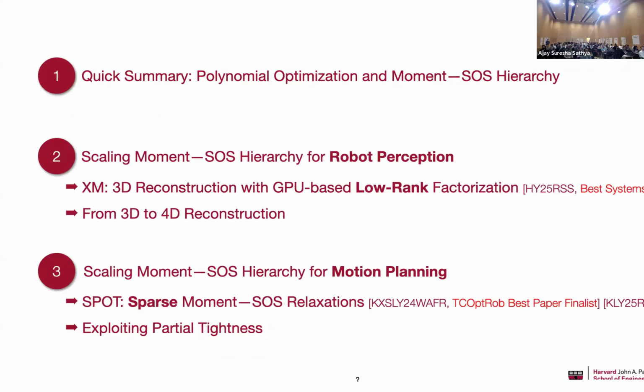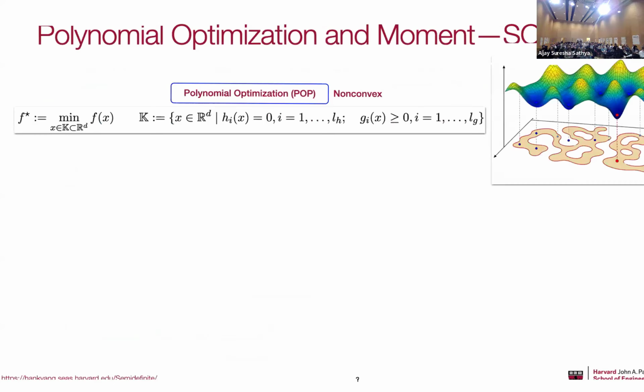Okay, yeah, so my talk will contain three parts. In the first part, I'm going to give you a very quick, one-page summary of polynomial optimization and the moment estimate hierarchy. And then I'll go into two topics, where the first topic is about using that for perception and then using that for planning. Okay, going to the first part.